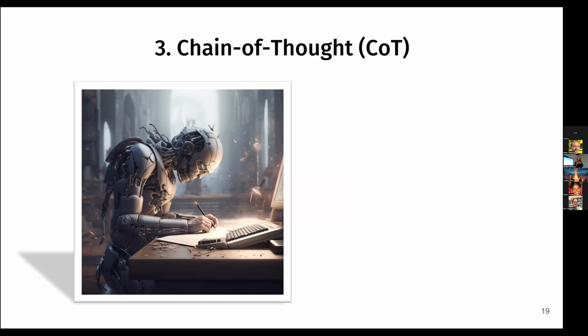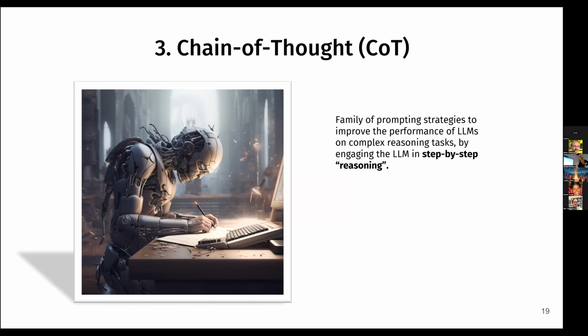And that's why chain of thought is a very interesting and also useful technique. So chain of thought is a family of prompting strategies aimed at improving the performance of the large language model in complex reasoning tasks. And it can do it by engaging the large language model in step-by-step reasoning. So basically with this technique, a large language model like ChatGPT can solve a complex physics task by unpacking it into smaller and simpler subtasks.